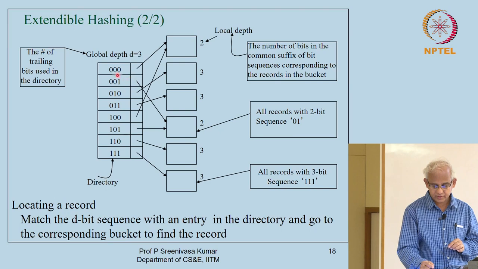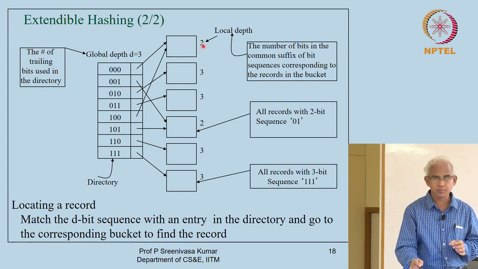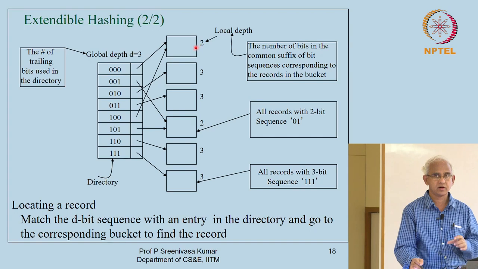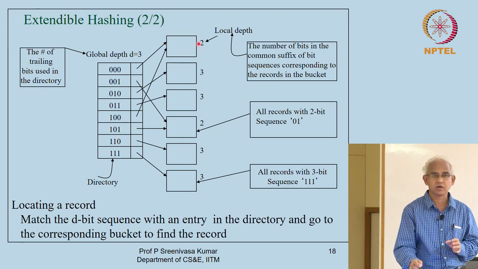Now, as time progresses, more records will come into the picture, and it is possible that a particular bucket with some local depth which is less than the global depth might actually overflow. If it overflows, what we do is to split this particular bucket, and redistribute the records in that bucket into 2 different buckets, and then make use of the next trailing bit, okay. So, for example, here let us say there is an insertion and a new record comes into this particular bucket.